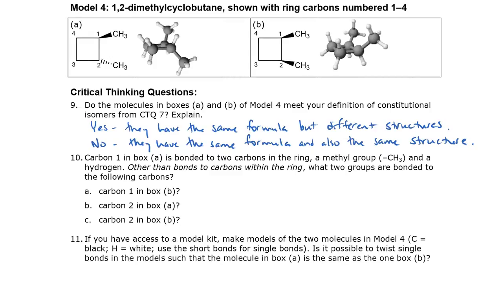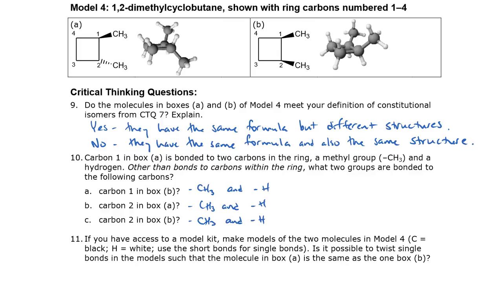All right, so let's start with number 10. Carbon 1 in box A, right here, is bonded to two carbons in the ring, carbon 2 and carbon 4, a methyl group, and a hydrogen. The hydrogen's not shown. So other than bonds to carbons within the ring, what two groups are bonded to each of the following carbons? So don't count the ones in the ring. What are the other two groups? And I'll give you a hint. They're either methyl groups or hydrogens, right? So pause the video and go ahead and answer A, B, and C. Pause now.